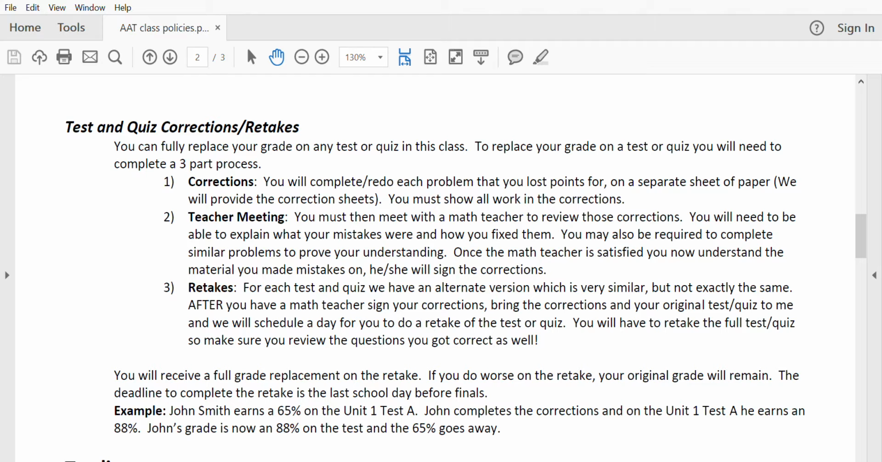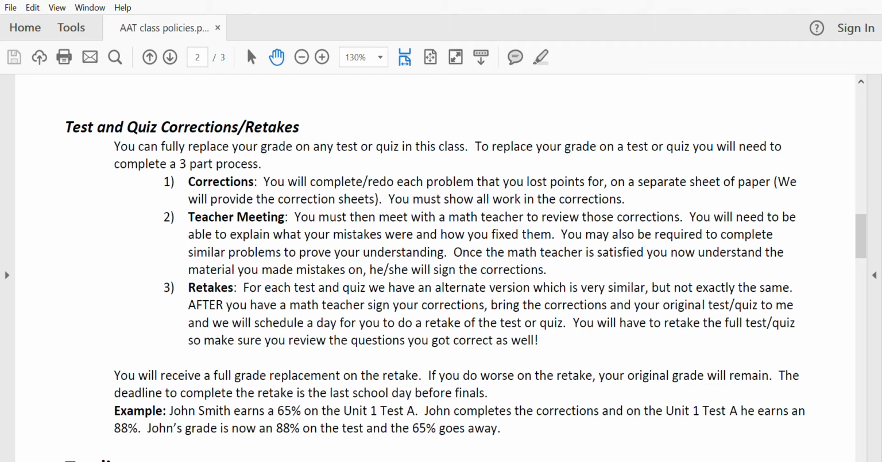I do not care who you work on corrections with: your parents, your friends, a math tutor. You can even work on the corrections with a math teacher while they are checking your corrections to get them signed. I'm totally fine with that. The whole point of this process, guys, is that you figure out what it was you didn't know, you fix that, so that you can perform better on those tasks or concepts moving forward.